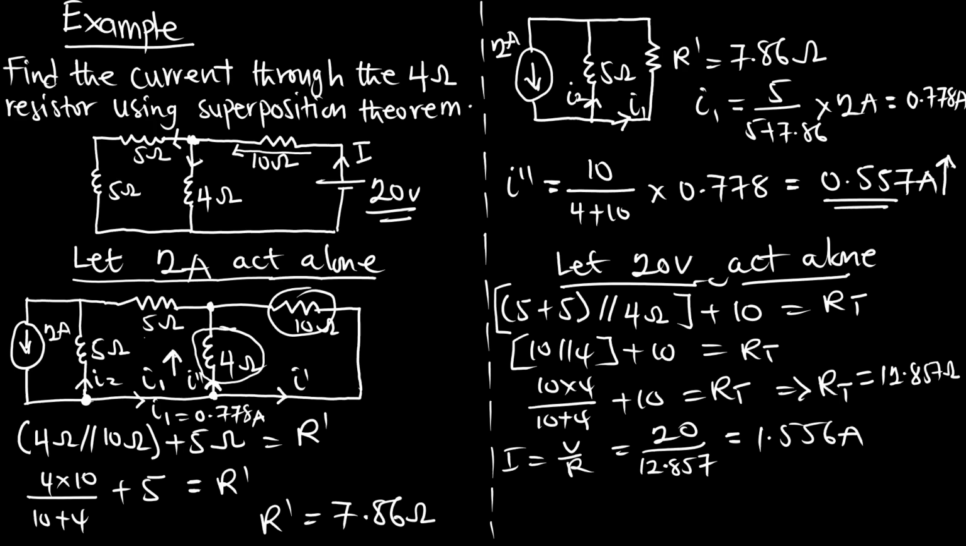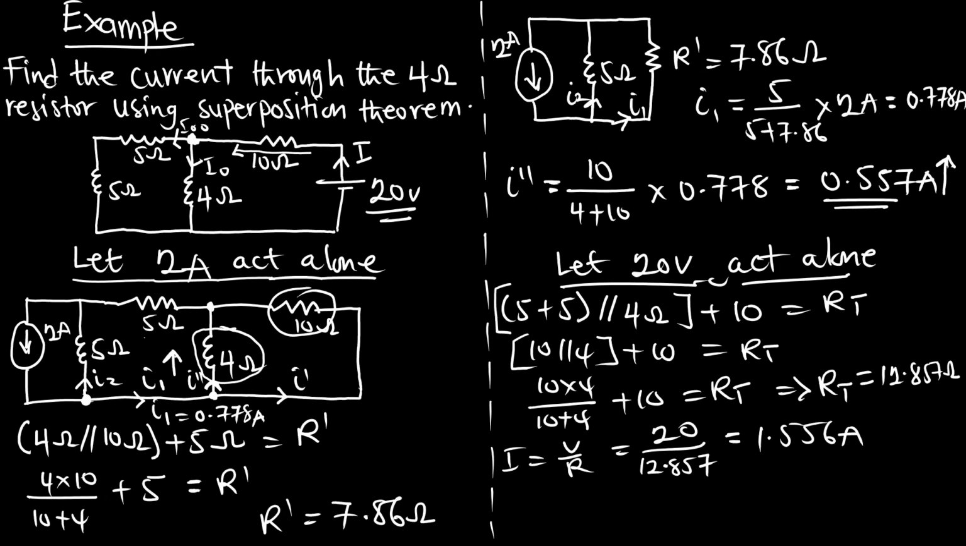Let's try to see how we are going to distribute that current. That I, which is 1.556, is passing through the 10, everything. As it gets to the junction, it is going to split itself between the 4 ohm here. I'll call it, we already have I1, so I'll call it I naught, and the second one to be I double naught. Are we okay?